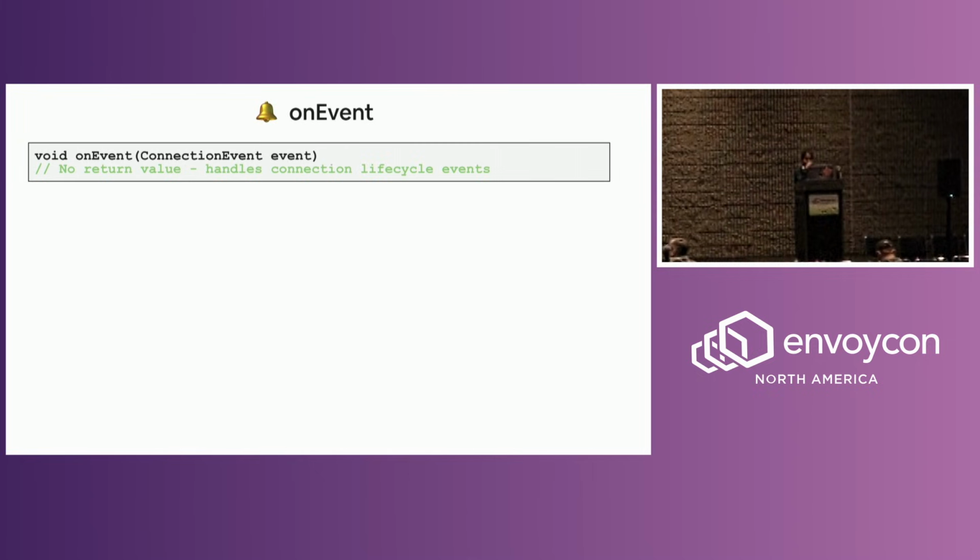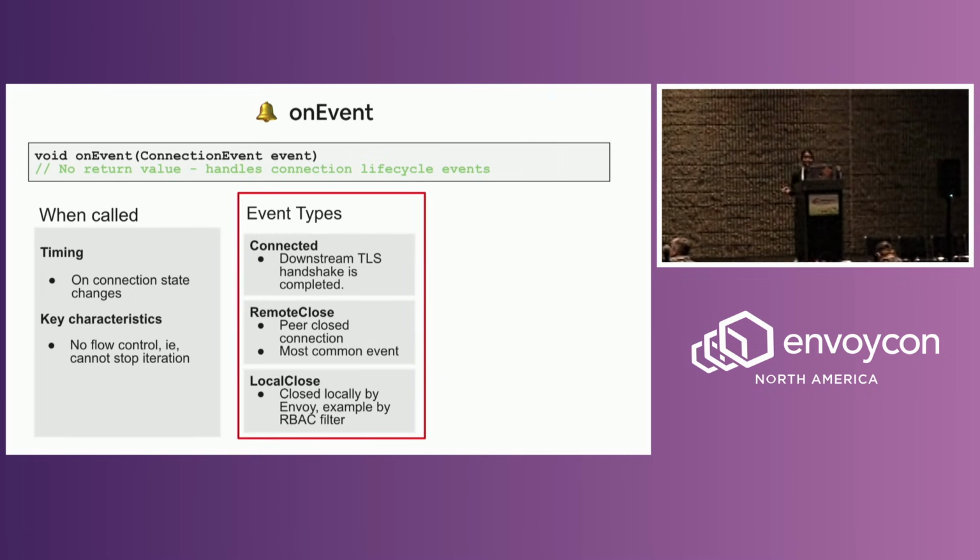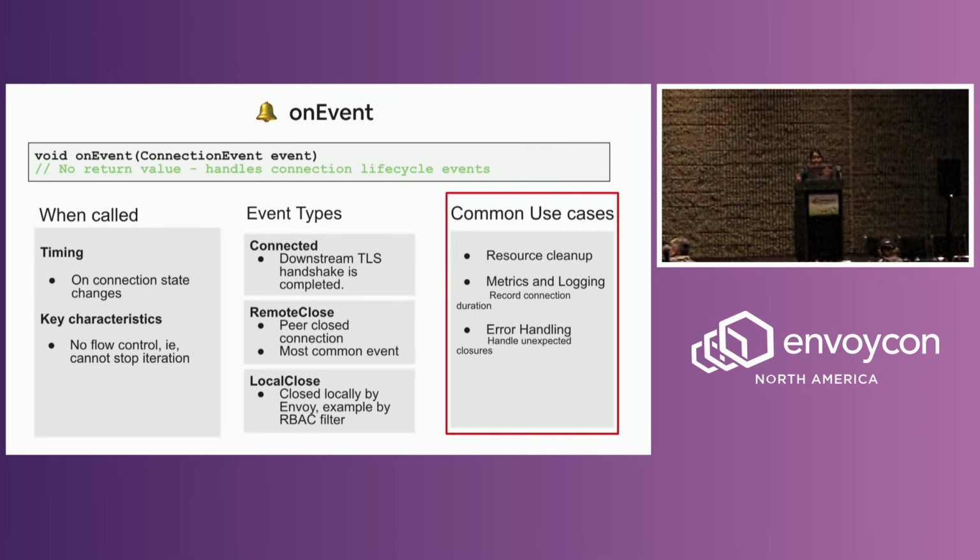And last, the on event, which is like a notification bell for the filters. It's an optional callback that your filter can register if you want. And it enables the filter to be informed of state changes on the connection, for example, connection established, or if the connection is getting closed. And this can help you to perform cases like resource cleanup. If the connection is closed, you might want to perform resource cleanup or emit any last piece of metrics or logging, or even perform some error handling if you have stopped the iteration before. So on event is also really powerful.